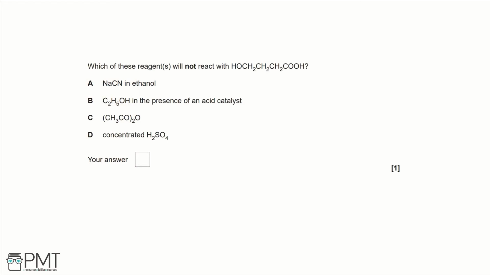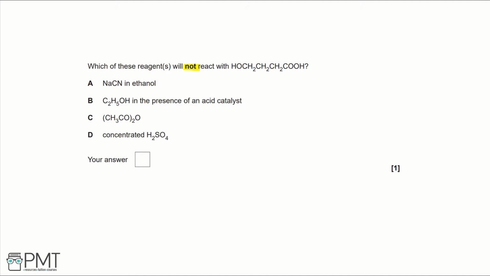Which of these reagents will not react with HOCH2CH2CH2COOH? A. NaCN in ethanol. B. C2H5OH in the presence of an acid catalyst. C. (CH3CO)2O. Or D. Concentrated H2SO4. For this question, we're looking at the reagents that won't react with our compound.